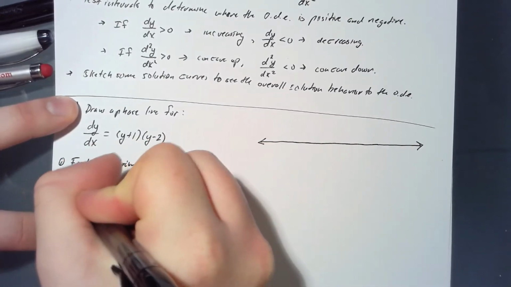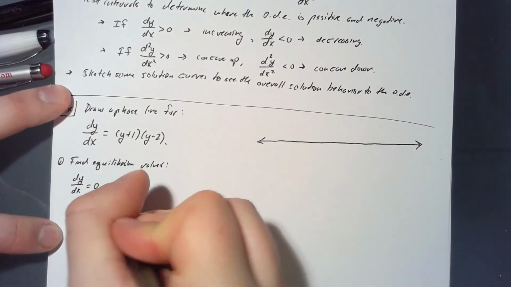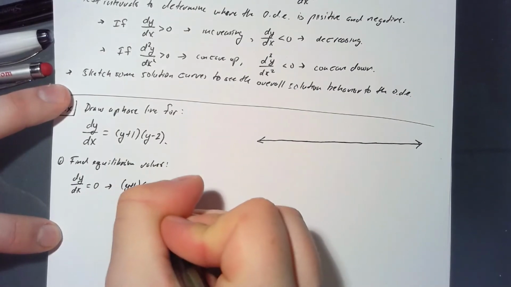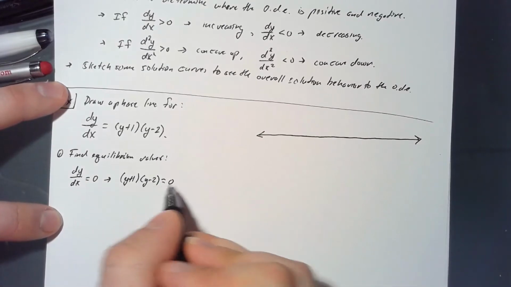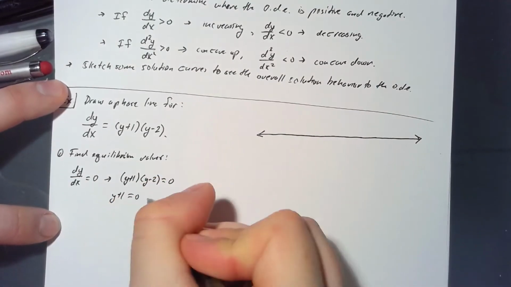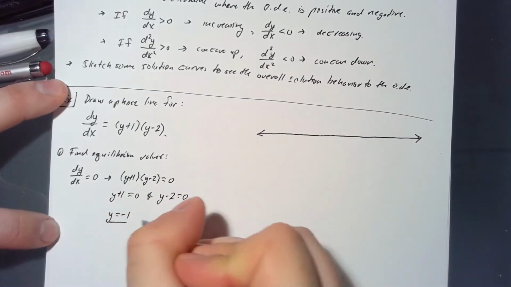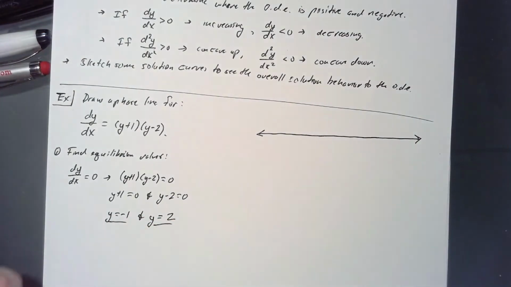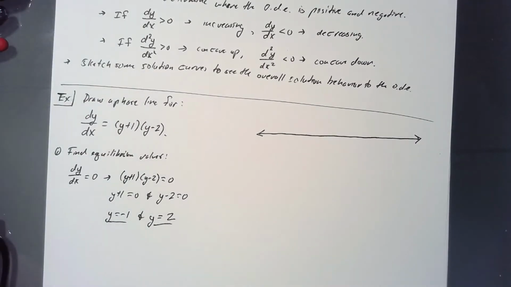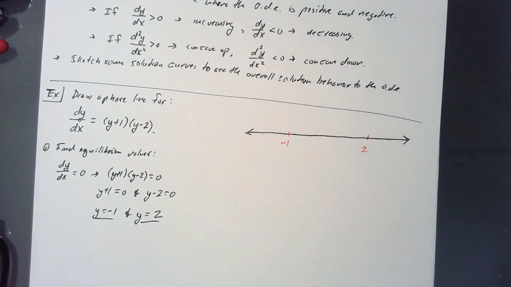So that's where the derivative equals 0. Alright, so set this equal to 0. It's easy. So y plus 1 times y minus 2 equals 0. Well, where is that equal to 0? That's an easy polynomial equation. That means y plus 1 equals 0, and y minus 2 equals 0, which means y equals negative 1, and y equals 2. So these right here are my equilibrium values. So I'm going to include them on my phase line. Negative 1 and 2.